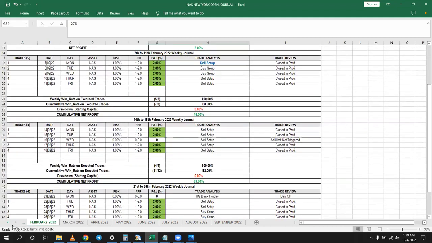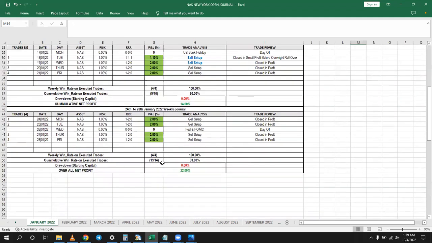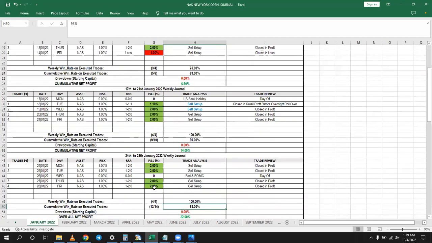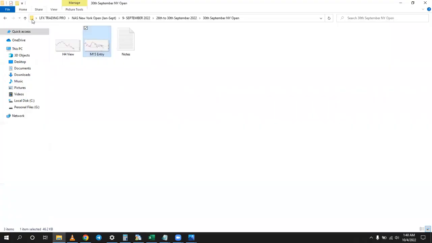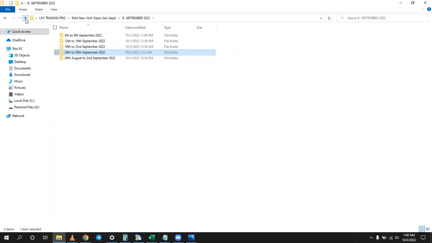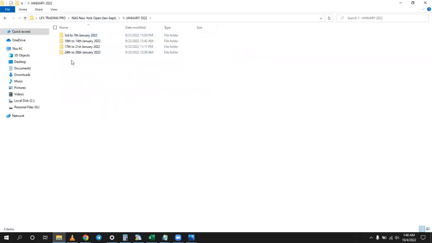Then finally, January, we had about 22% and 93% win rate. So we took 1 loss basically, right? 14 trades, 13 wins, right? And all the setups are in their various folders up here. For January, everything is there, right?